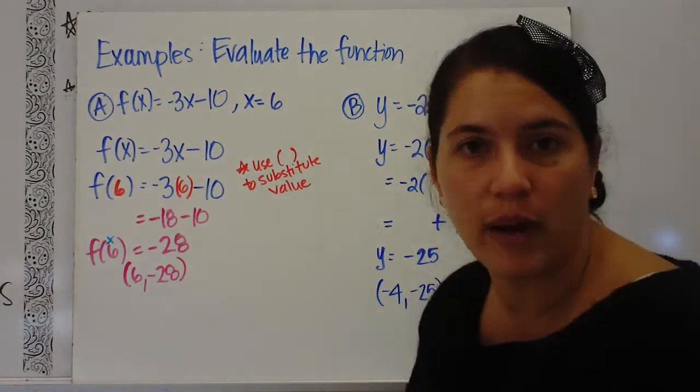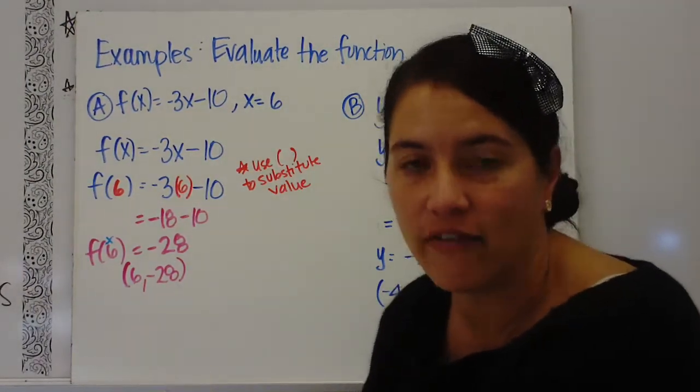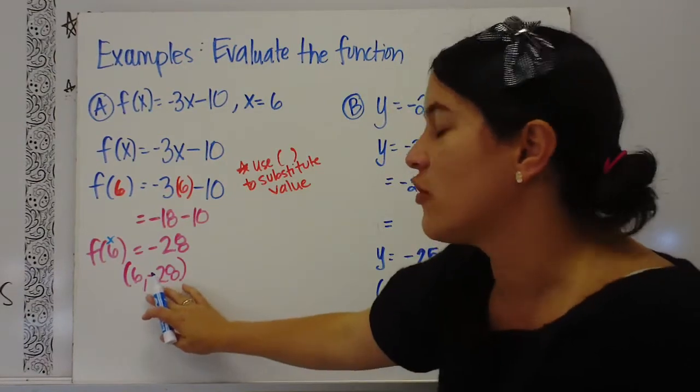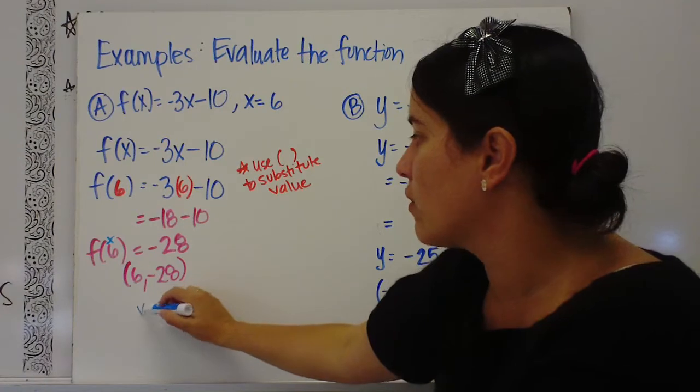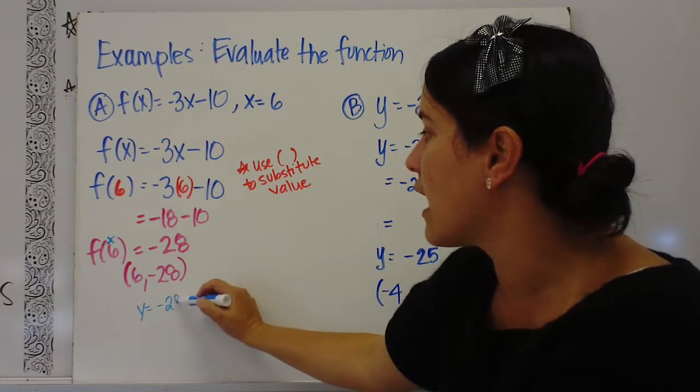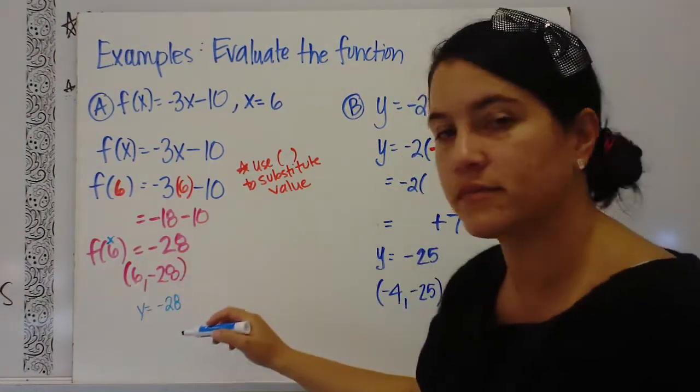Your answer is an ordered pair, because eventually we're going to get to graphing linear equations. So your answer, you can see it both ways: this, or you might even see y equals negative 28. It all means the same thing.